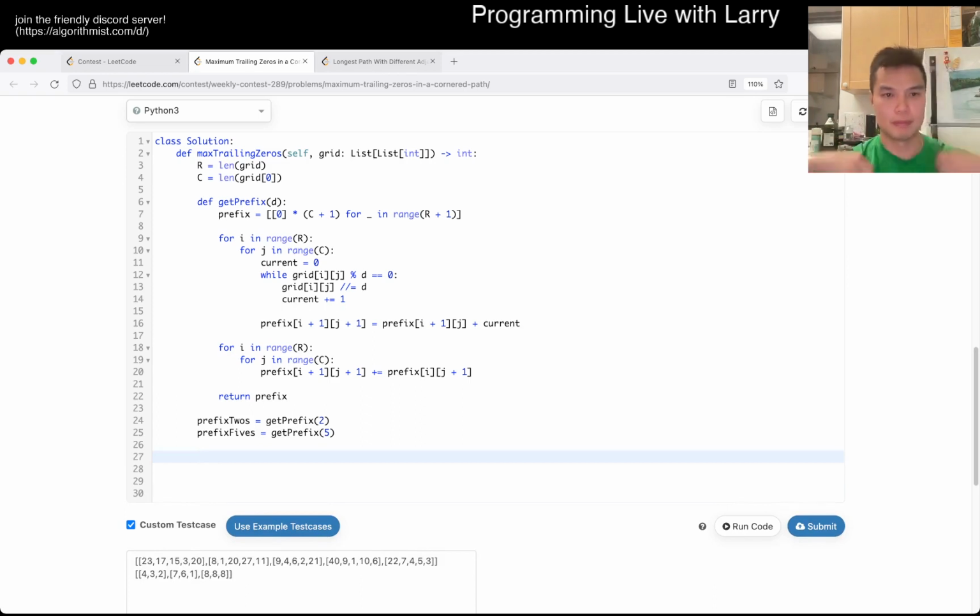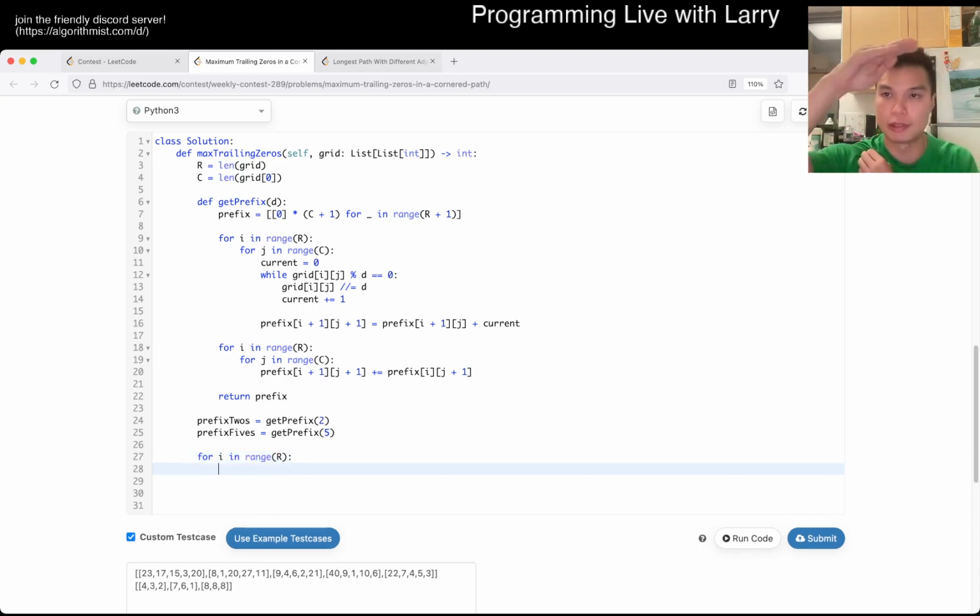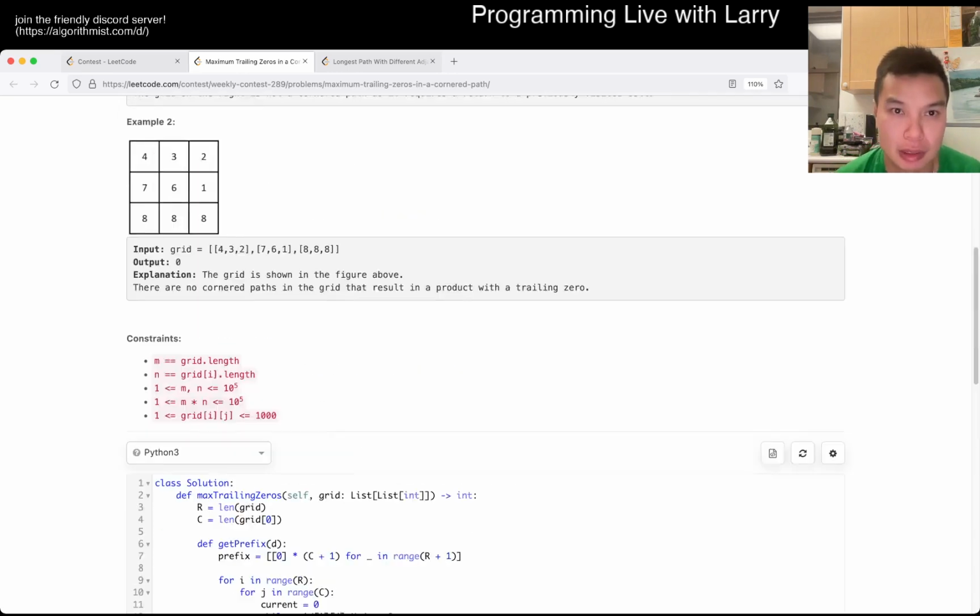Right. Okay. And then now we just do the brute force. So now we go from each row. I think we can do a little bit. We don't need to do prefix on this one actually, do we? This is overkill, but maybe it's too late.